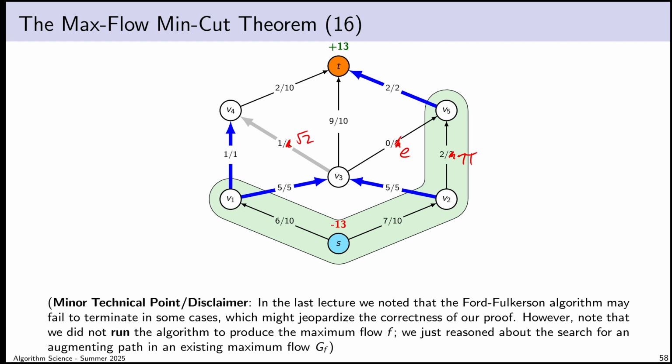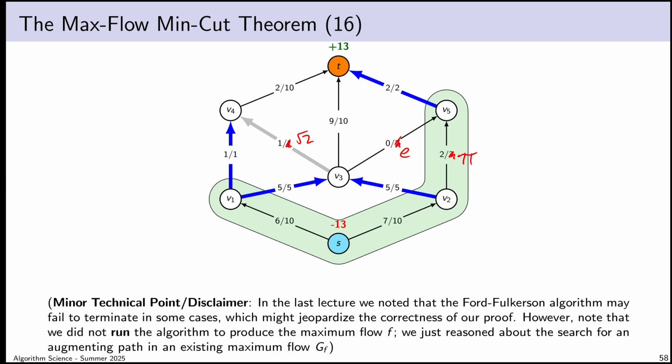Because you will notice that at no point during the proof did I run the algorithm to find the maximum flow. That's why midway through the proof I backed up and made extra sure that I clarified that point. All I did was I said, here's a maximum flow. What would the algorithm do at this step? And one way or another, if the flow is maximum, the algorithm would terminate.